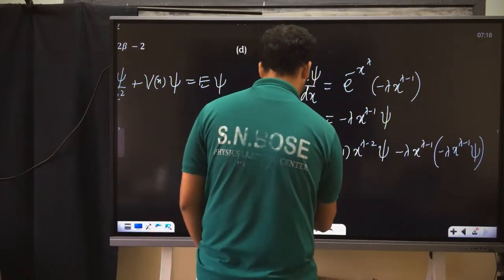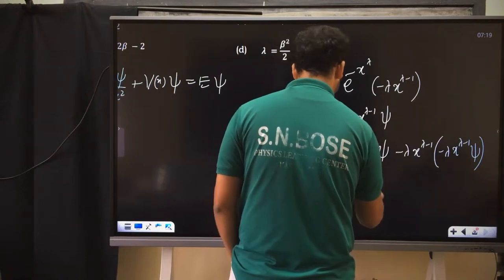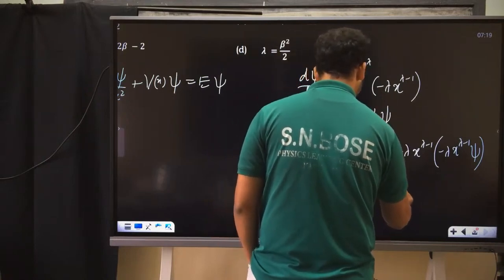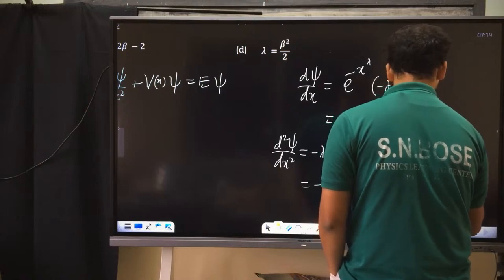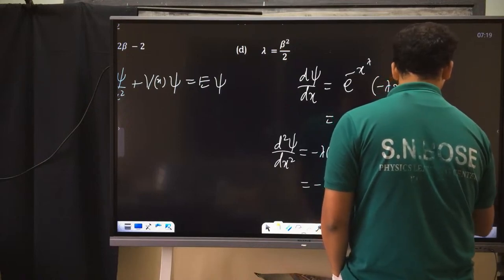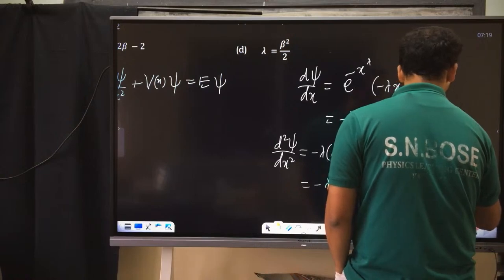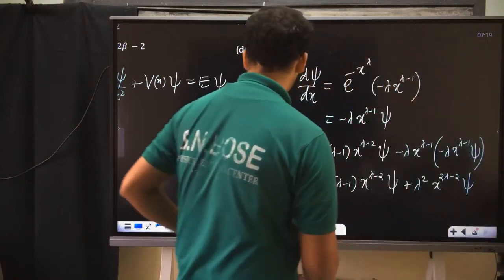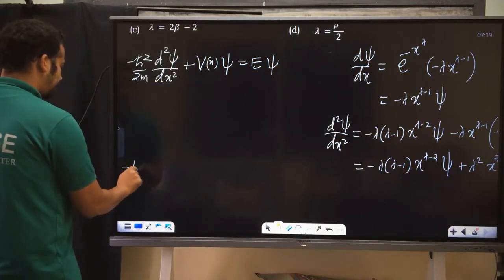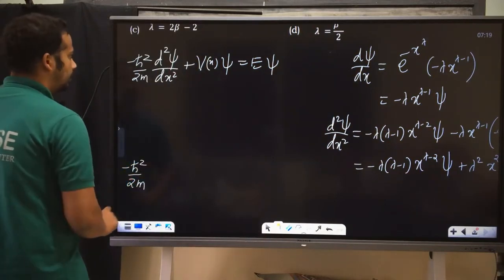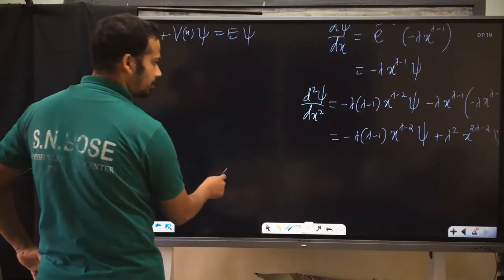So this is minus lambda into lambda minus 1 x power lambda minus 2 psi plus lambda square x power 2 lambda minus 2 psi. Am I right? That's your second derivative. Minus h bar square by 2m into the second derivative, this whole thing.